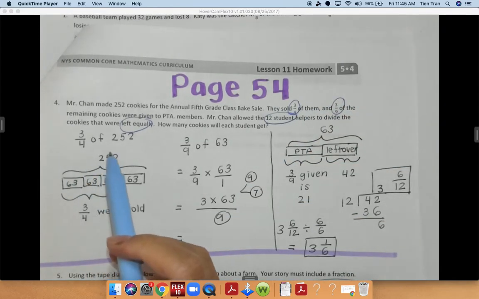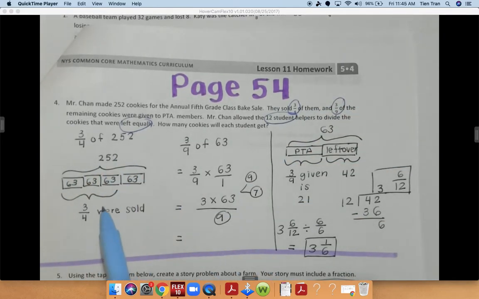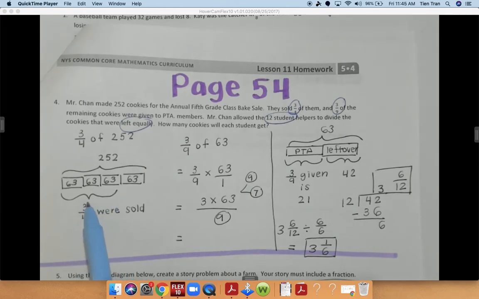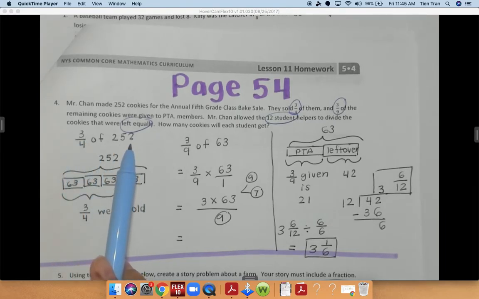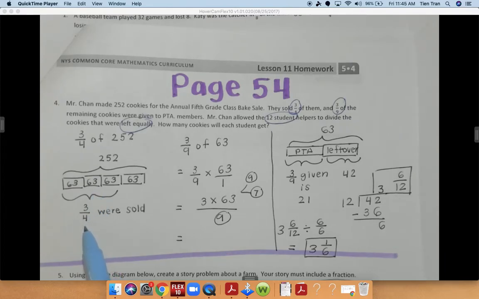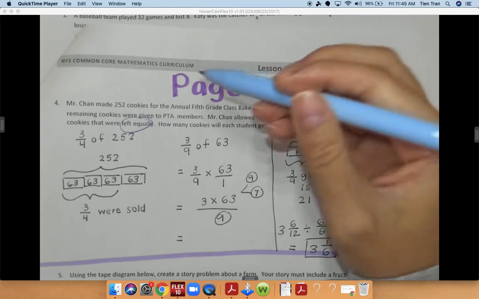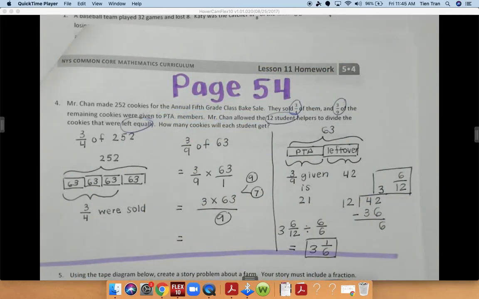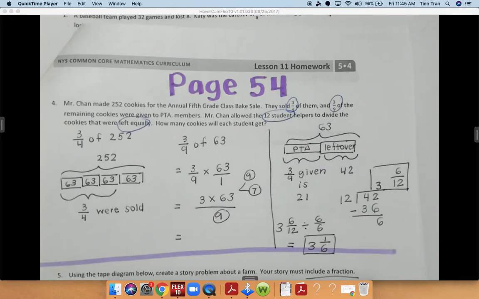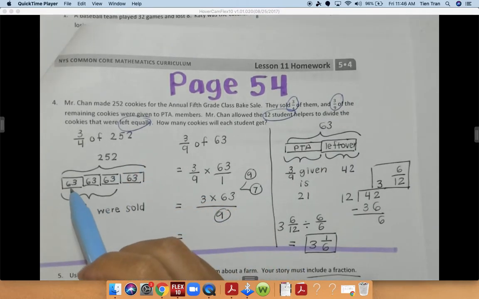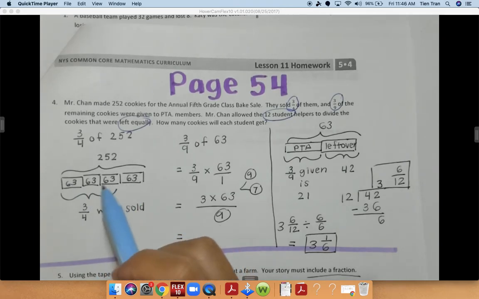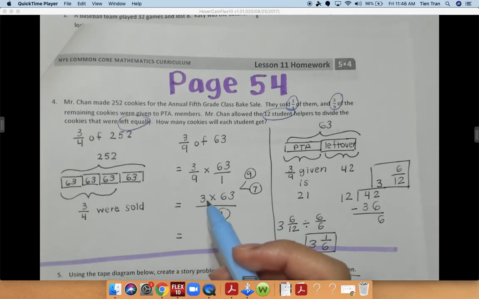So we have 3/4 of 252, and what we're going to do is divide it. We have 252 and we're going to break it into 4 pieces because they're asking for 3/4 of 252. The first thing I'm going to do is multiply 3/9, because we know that 3/9 of the remaining cookies were given to PTA. So 3 times 63. Why are we multiplying times 63? Because each piece is equal to 63. So that's why we only want to know 3/9 of 63.